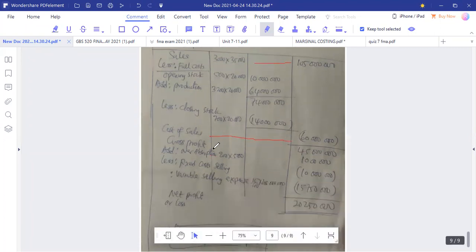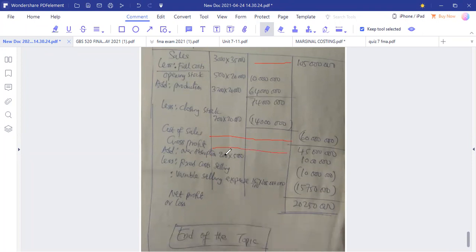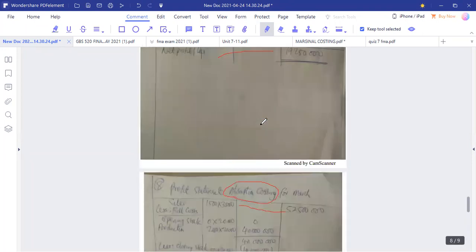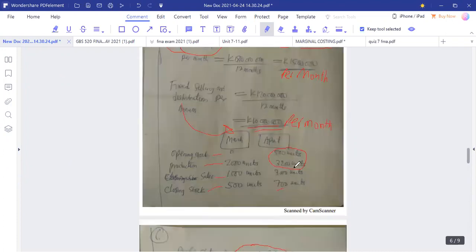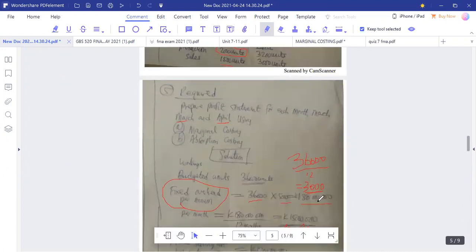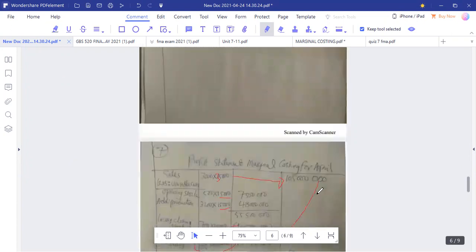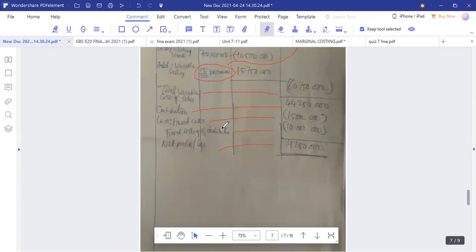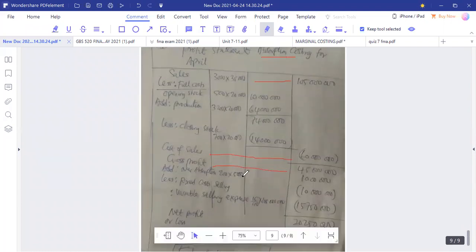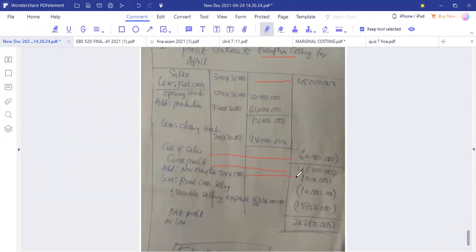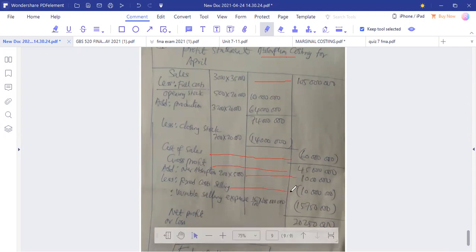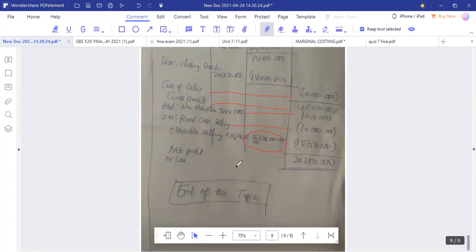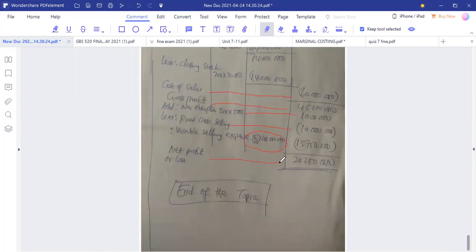Then the gross profit of 45 million, add over absorption. Why over absorption? Because here we produced 3,200 units, but the budgeted units per month was 3,000. So we overproduced 200 units. So that is over absorption, and we are going to add it. So add over absorption of 200 by 5,000. Then less the fixed selling, and then less the variable selling, 15% of 105 million. So the net profit or loss is 20,250,000.